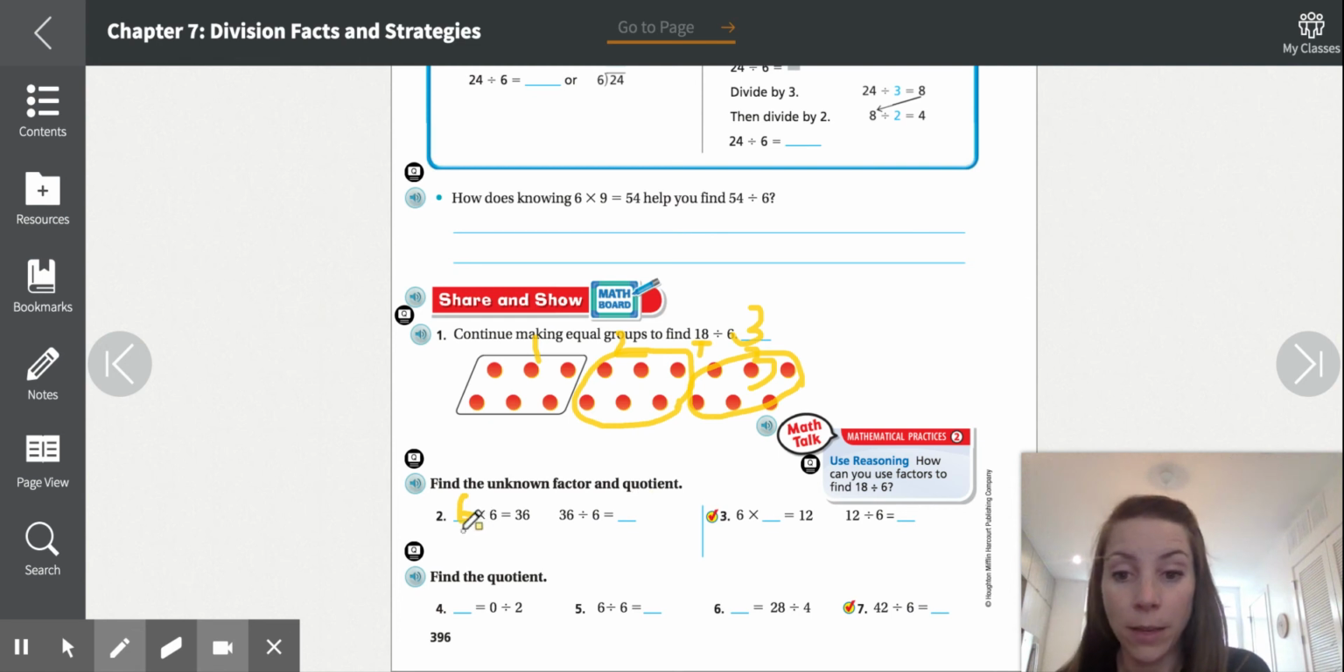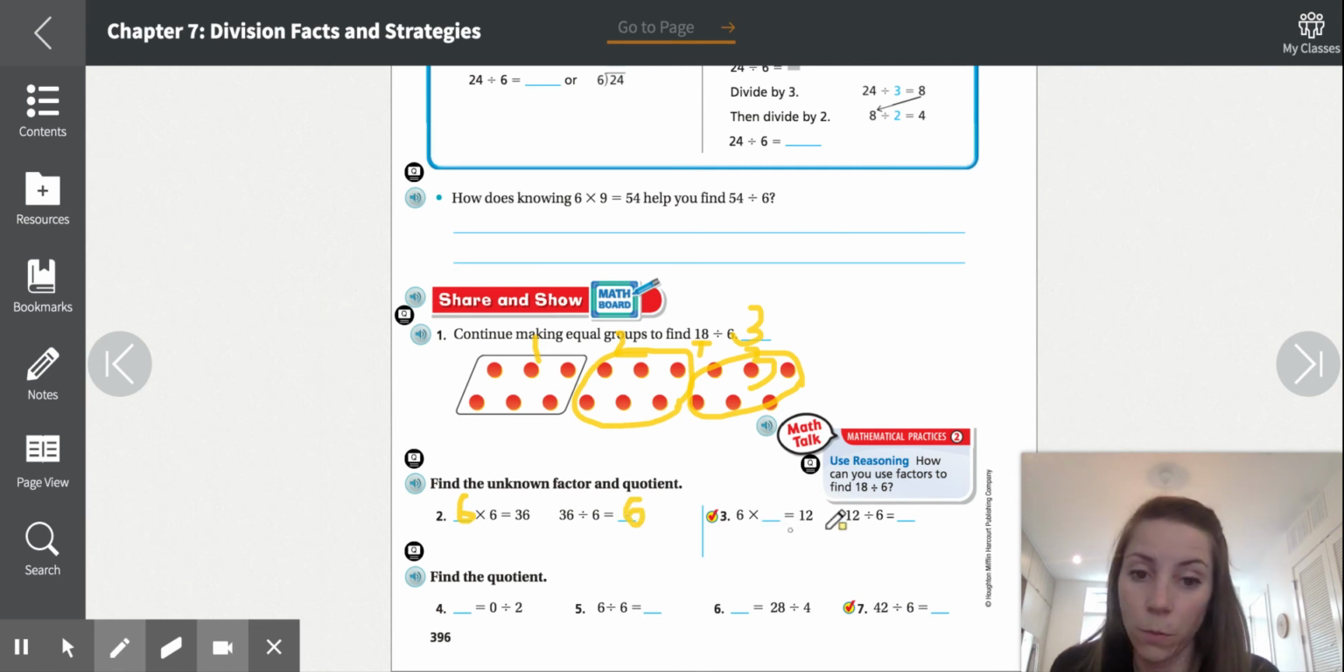Anyway, so let's get back to number 2. Now that I know 6 times 6 is 36, then I can do 36 divided by 6 equals 6. Same thing with this one. Maybe I don't know what 12 divided by 6 is, but if I flip it around, I can think, well, what do I multiply by 6 to get 12? And that would be 2. So then 12 divided by 6 must be 2.